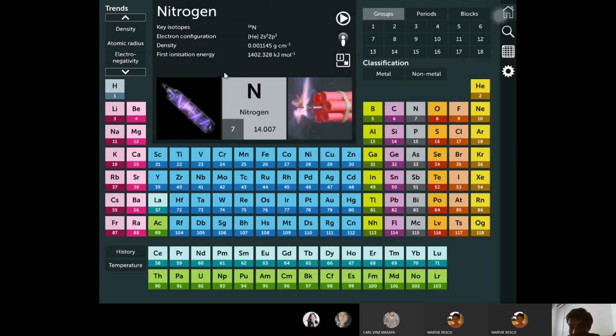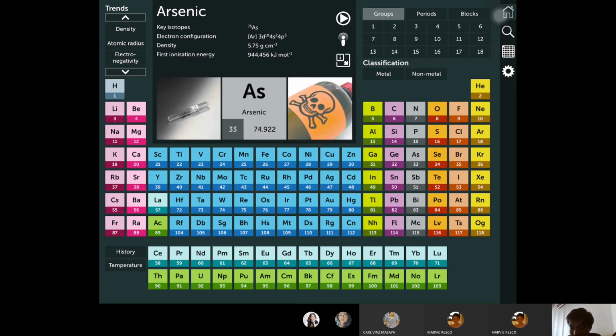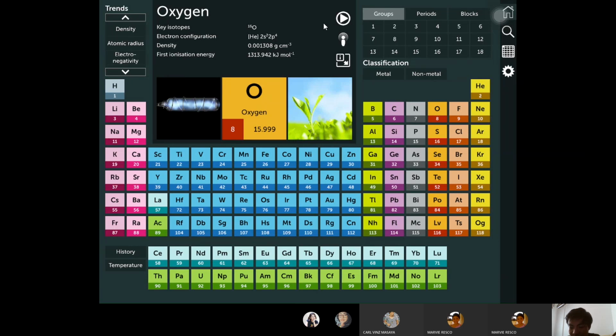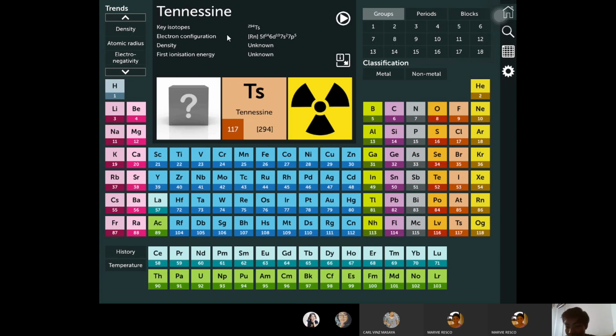For group 5, tignan natin. 2s2, 2p3. 2 plus 3, 5. No? So, ibig sabihin, 5 valence electrons lahat ng nandito sa group 5. 6 naman kay oxygen family. 2s2, 2p4. No? So, ano lang yung idea na gusto ko i-share sa inyo dito?